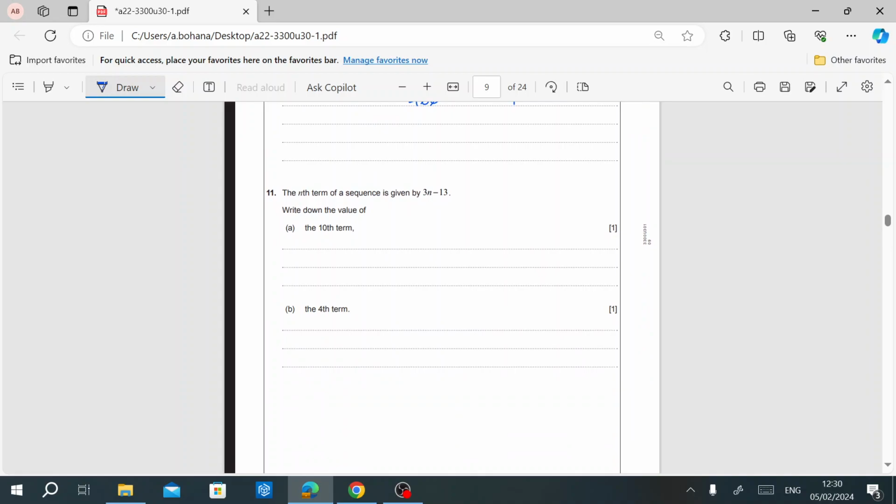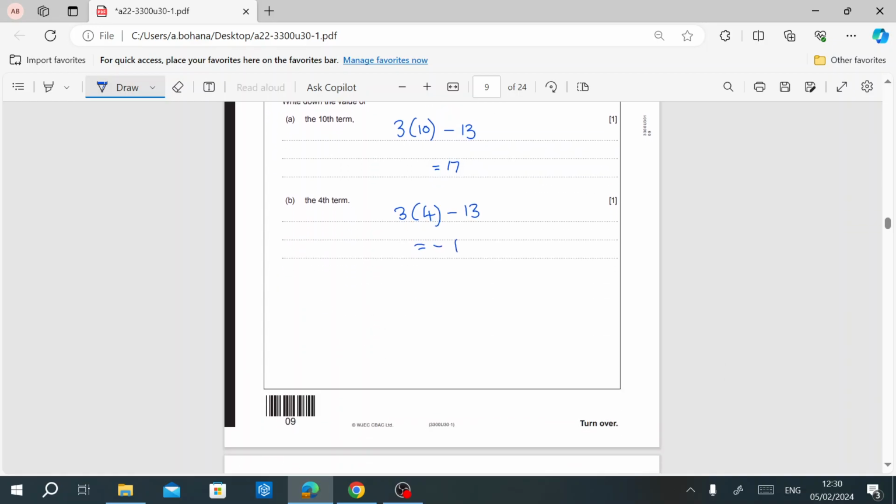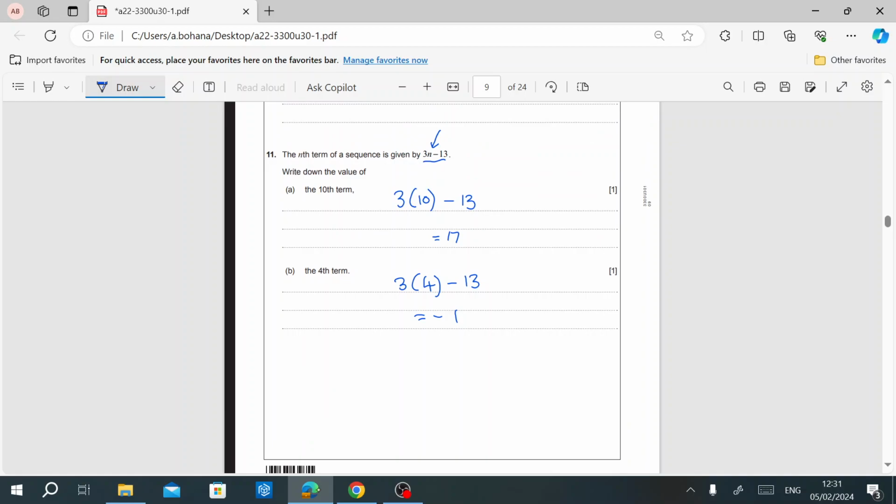The nth term of a sequence is given by 3n minus 13. So all you need to do is substitute 10 into there. So 3 times 10 minus 13. So that's 30, take away 13. So the answer is 17. Next one, 3 times 4, the 4th term, minus 13. So 12 take away 13. The answer is -1. So all you're doing is substituting that number, the 10th term, into there, and the 4th term into there.